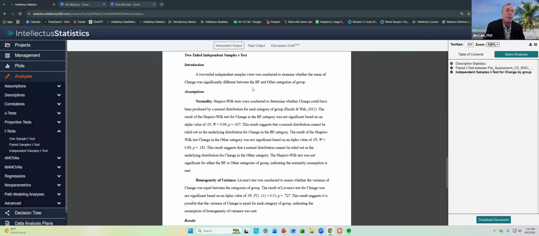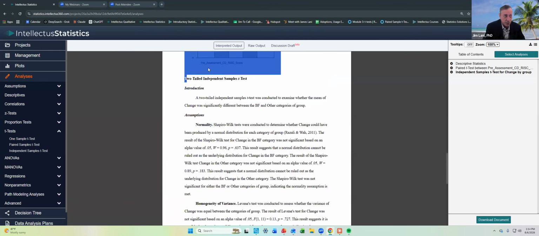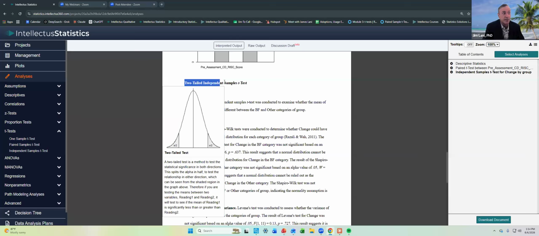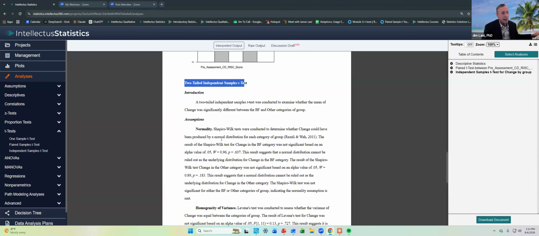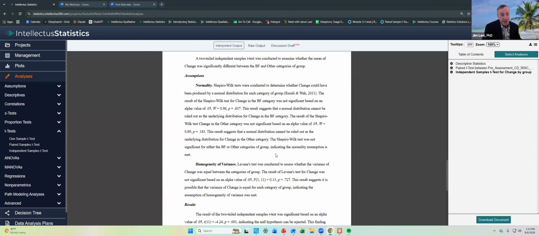One key about these tests is that the assumptions are built in for every test that has assumptions, and those assumptions are evaluated, stating whether that assumption was met or not met.